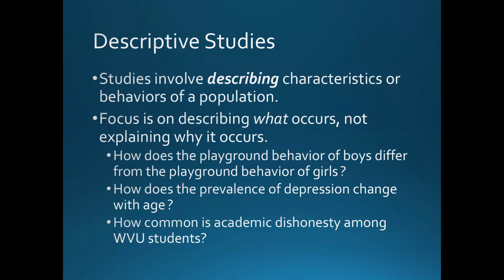How does the prevalence of depression change with age? We're just looking at 10 years old, how depressed someone is. All right, how about at 20 years old? What are the rates of depression then? How about at 40 years old? Or maybe we want to know how common is cheating among WVU students? We're just looking at rates of cheating. Notice that all of these only involve one variable, right? We're just curious about how often something occurs with one variable. And that's going to be an important distinction when we look at the next couple of study designs.